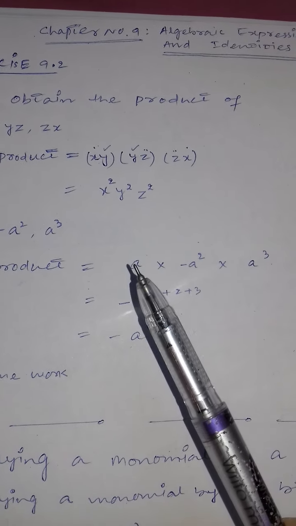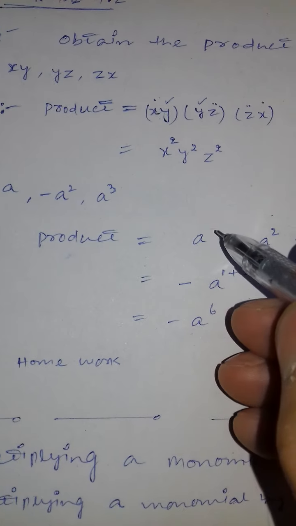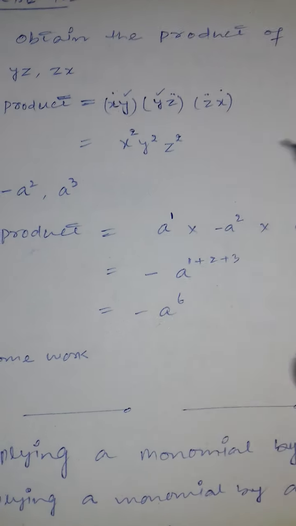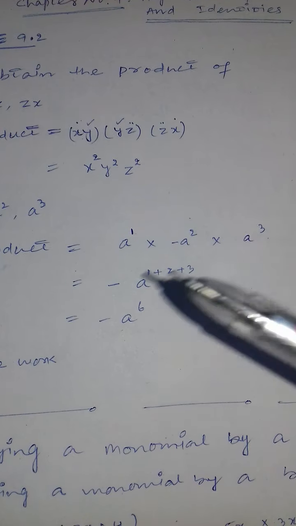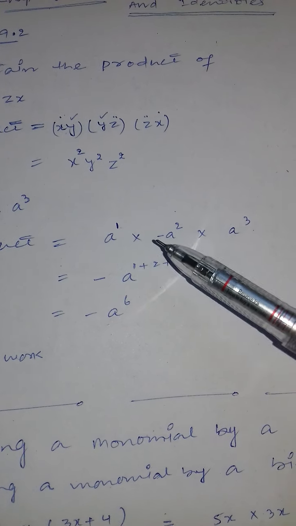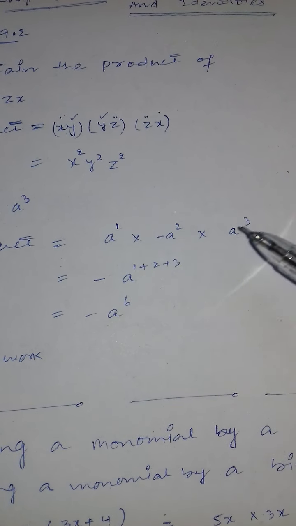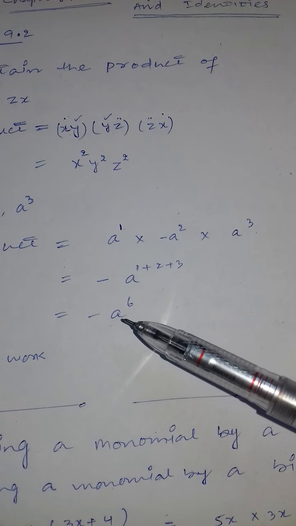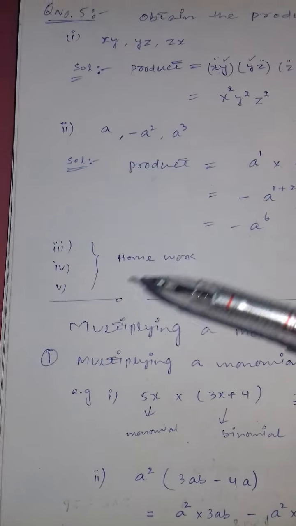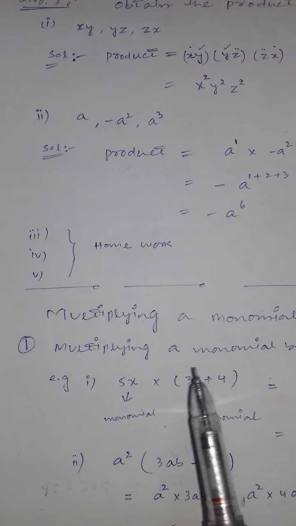Now the rest: this a can be written as a raised to power 1. When there is no power, it is understood to be 1. So 1 plus 2 plus 3, because the bases are the same, the powers are added. 1 plus 2 plus 3 is 6. So it is a to the power 6 with minus. The rest of the parts are homework, please try to do them.